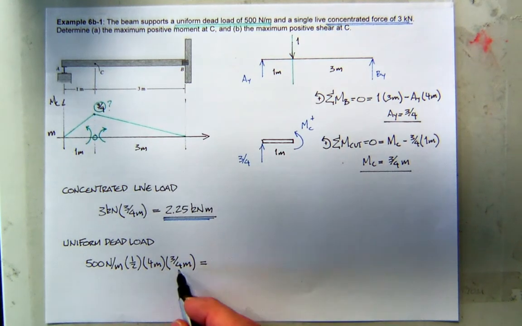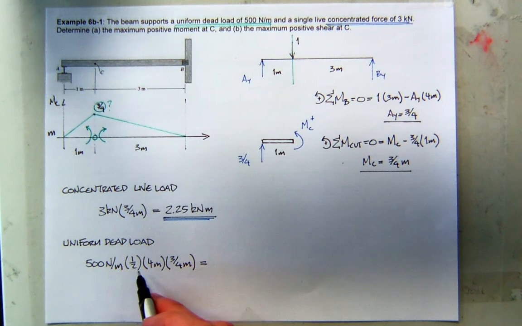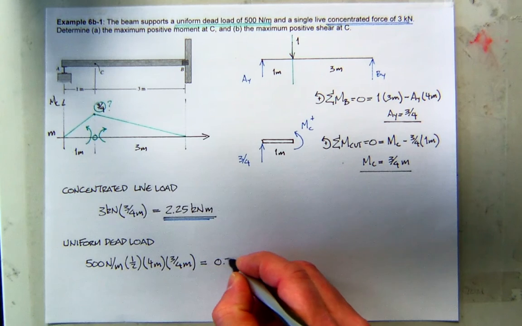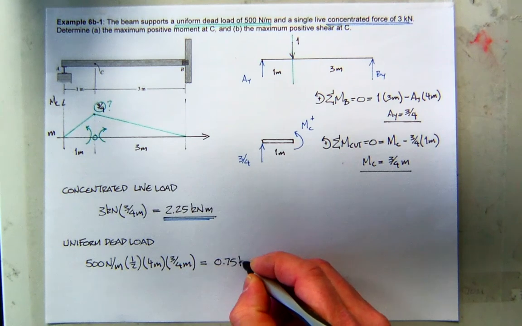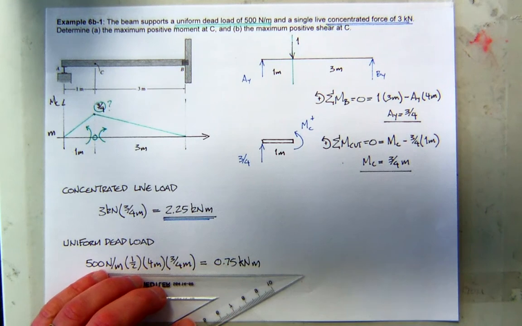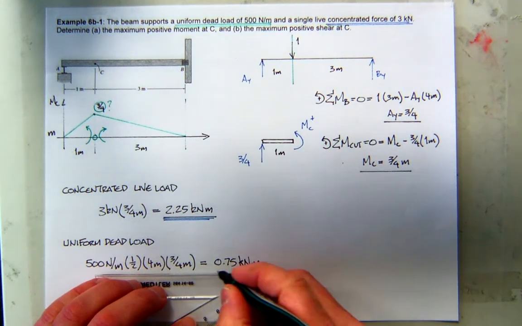Looks like the 4's cancel, and you get 3/2 times that. Looks like 1.5. No, it'd be 1.5 times 500. Yeah, 750. But in kilonewtons, it would be 0.75 kilonewton meters. Did I do that right?